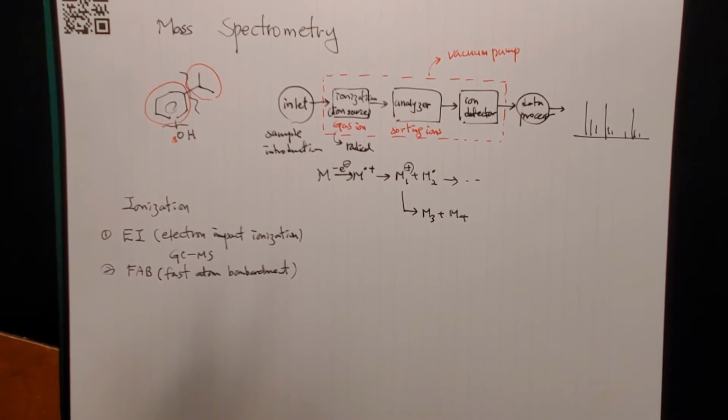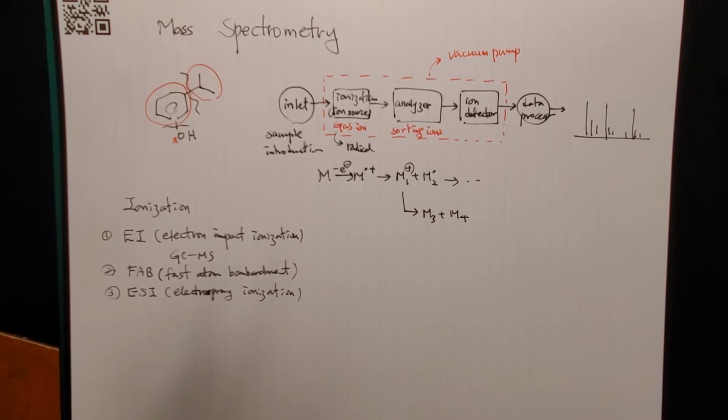The next method is FAB, fast atom bombardment. Typically we use argon or xenon gas, and we accelerate it with kilovolt-level energy. The samples are normally in a matrix, and we hit that matrix-embedded sample with the argon or xenon gas and ionize them.